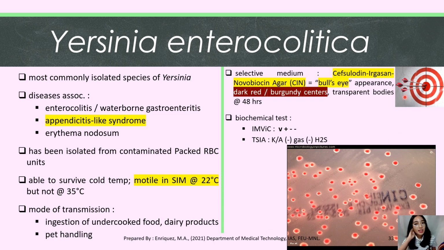So ito po yung itsura ng isang bullseye, and this is what the colonies of Yersinia enterocolitica would look like. Okay, so they do look pretty similar. On IMVIC, its indole production would be variable, but we are sure, though, that this is MR positive, VP negative, and citrate negative. Tapos, ito naman po yung mga TSI reactions niya.